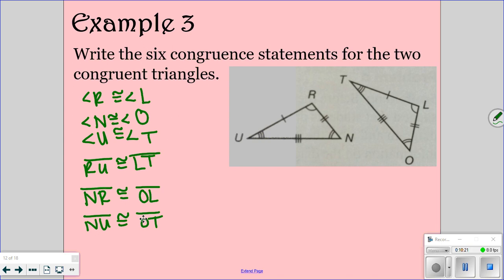If you have any of these letters switched over here, then these need to be switched. They should either look just like this or both sides should be switched. Otherwise, it's not going to be correct.